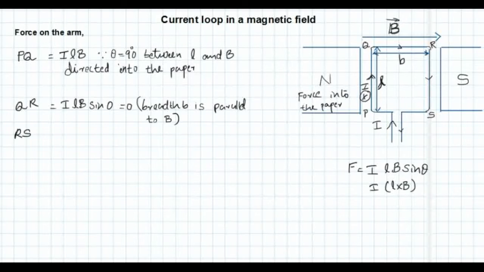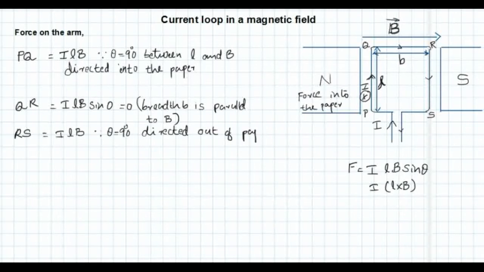Now similarly there will be a force on the arm RS. In this case also the length of the wire RS is perpendicular to the direction of the field B. Since theta is 90 degrees, F is equal to ILB sin 90, which is 1. Now what is the direction of the force?